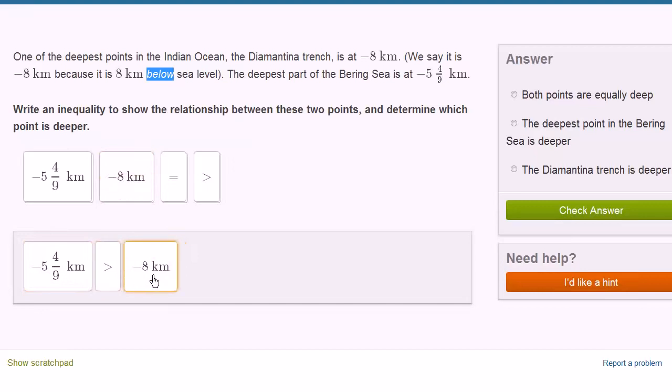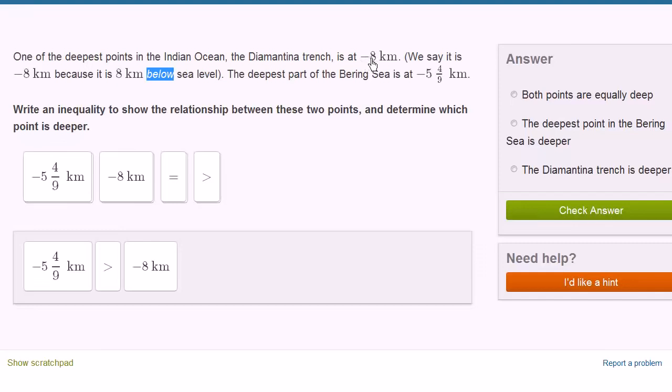than -8 kilometers. And so if we're thinking about which point is deeper, it's going to be the one that's more negative, because that tells us how far below sea level we are. So the -8 kilometer point is further below sea level, and that is, so let's see, -8 kilometers, the Diamantina Trench at -8 kilometers is the deeper point.